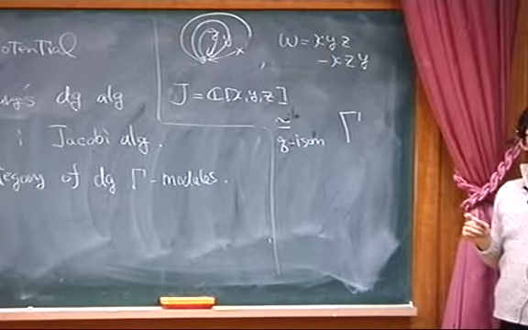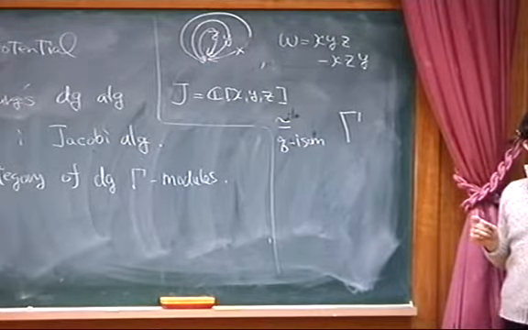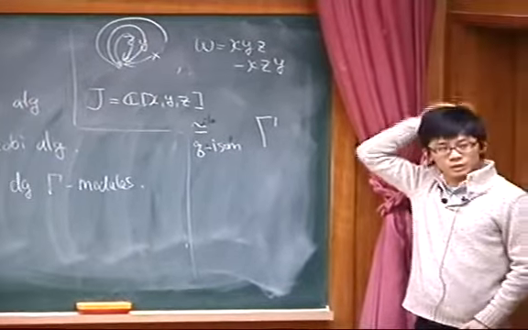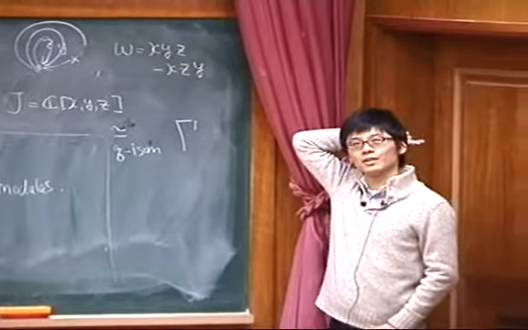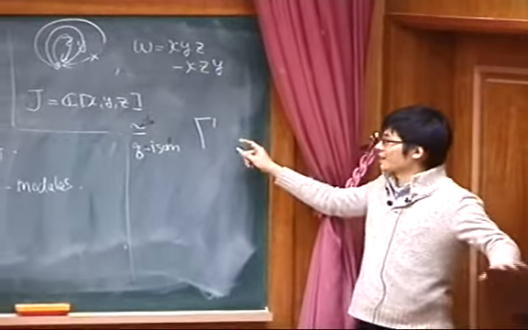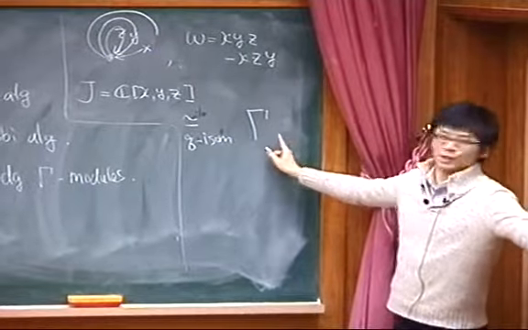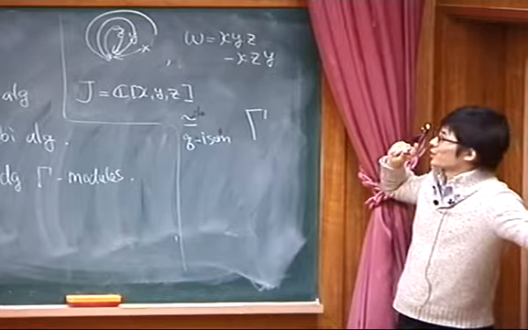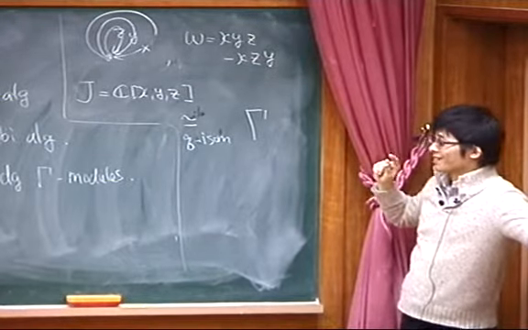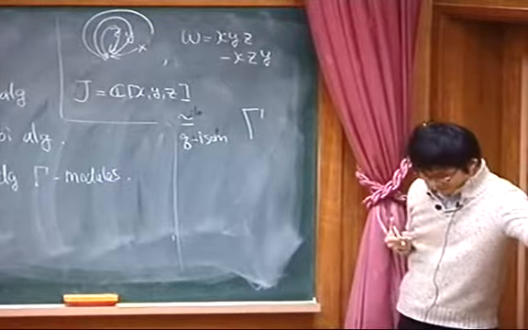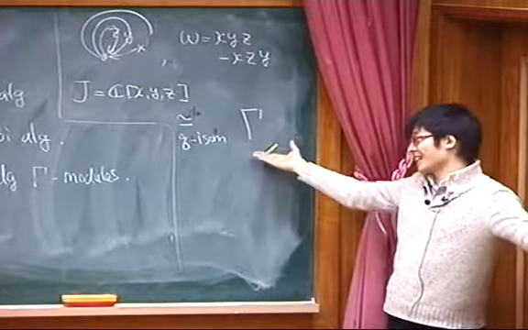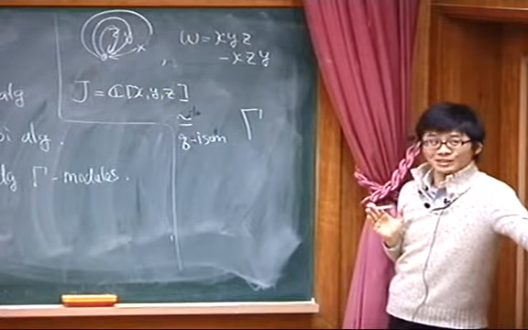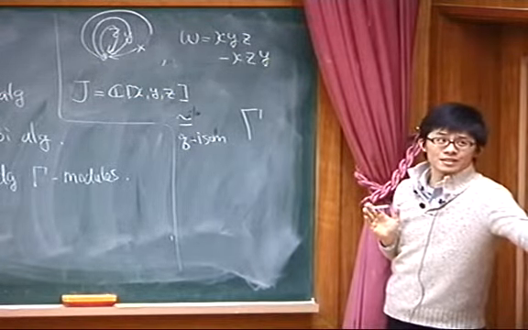Is it commutative in this case? In this case, the DG algebra is quasi-isomorphic to a commutative algebra, but in general it is far from commutative.